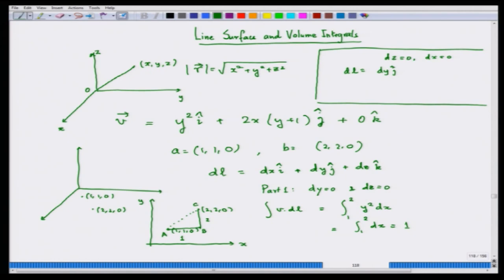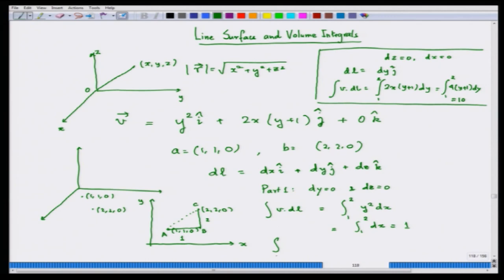What does this mean? What is my v dot dl? But along this path, what is the value of x? You know this. So, my integral v dot dl will be the integral of, what was my second part, 2 x y plus 1, where y is now changing from 1 to 2, into dy. But what was my x? x is held at 2. So, when y is changing from 1 to 2, my x value is 2. So, basically I will put integral from 1 to 2 of 4 y plus 1 dy, and this will give me the value 10.